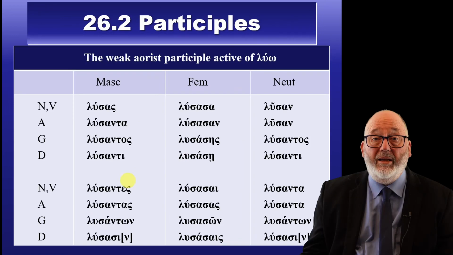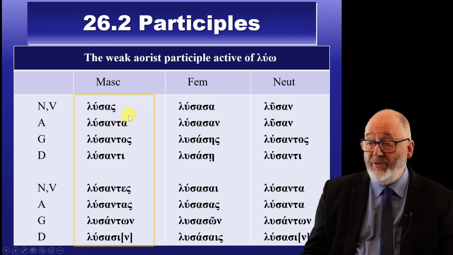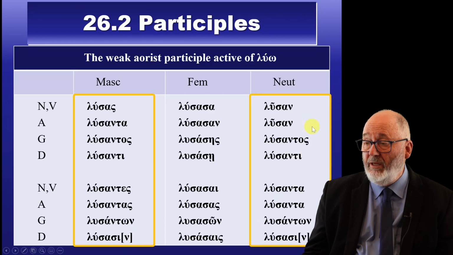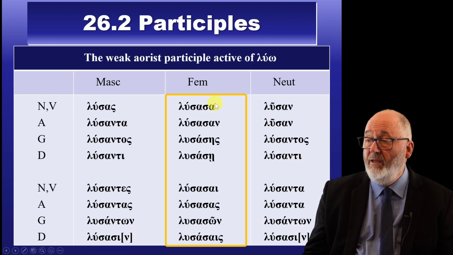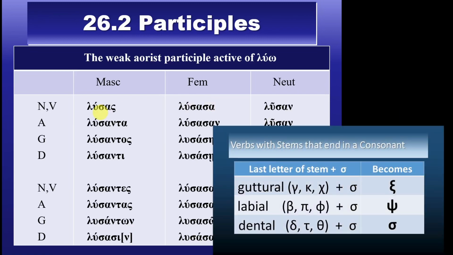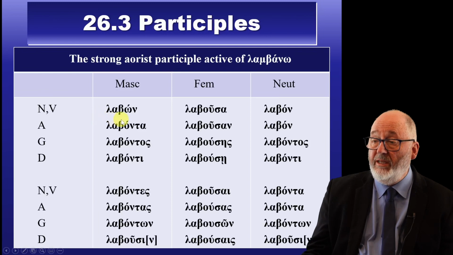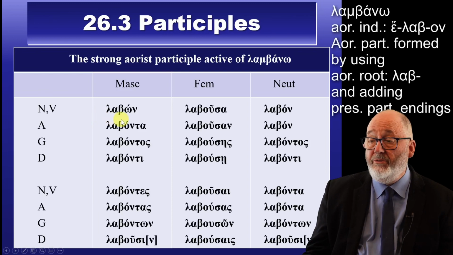Now, here we can see the aorist participles, and as you can see, they also follow a third declension pattern for their masculine and neuter, and a first declension pattern for their feminine. They are characterized by adding sigma, and all of the changes that we come across when we add sigma to a verb occur. So we have weak aorist with gutturals, labials, and dentals, and we have strong aorist. Well, here's a strong aorist, and as you can see from lambano, we take the aorist root lab, and then we add the present participle endings.